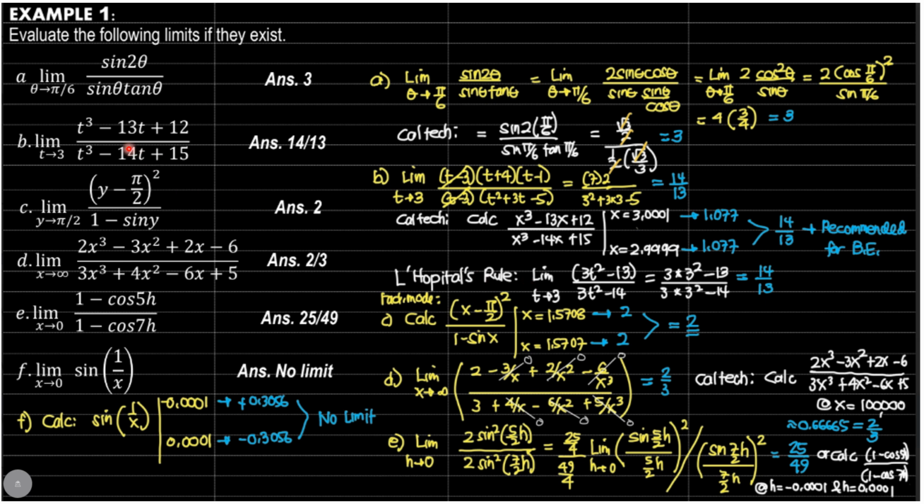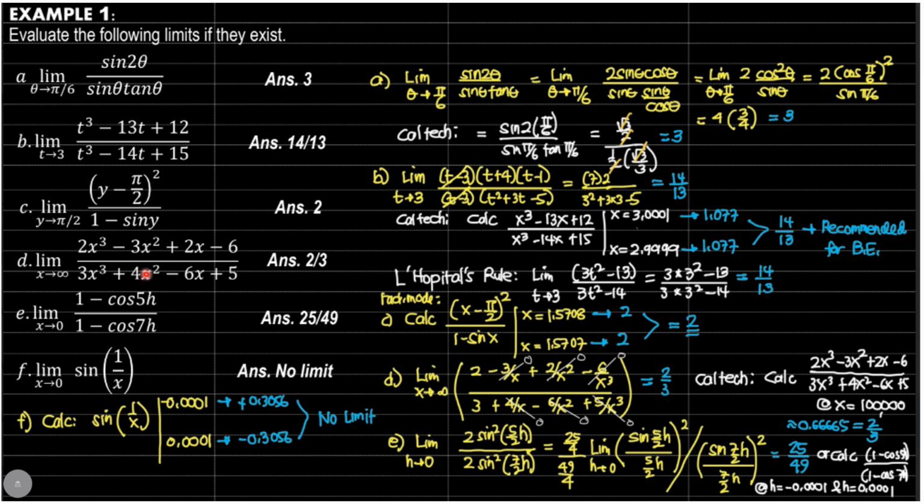So the derivative of the numerator is 3t squared minus 13, and the derivative of the denominator is 3t squared minus 14. When t is approaching 3, the denominator is no longer 0, so that's why we substitute 3. So 3 times 3 squared is 27 minus 13, 14. Then 3 times 3 squared, 27 minus 14, 13. So the answer is 14 over 13.